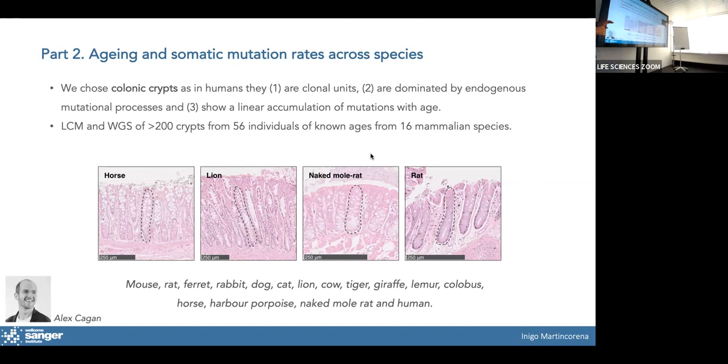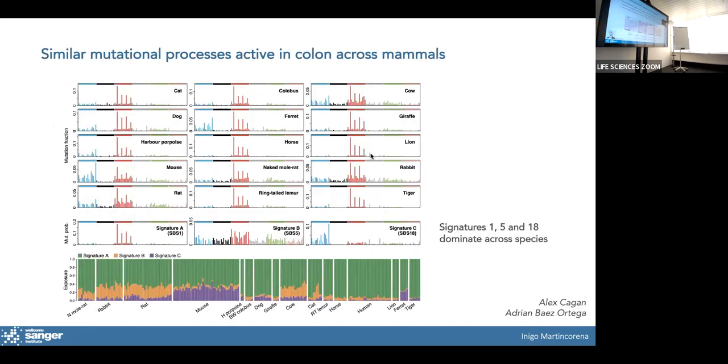So what Alex did was first contact zoos, vet schools, and research groups to collect samples of known ages of 16 different mammalian species. We were very keen to have something like the naked mole rat, which is a very small animal, almost the size of a rat, but they live for about 30 years. It has always been a puzzle why that's the case. So we were very keen to have that species there. And what he did was histology sections and then laser microdissection and whole genome sequencing of about 250 colon crypts from 56 individuals of these 16 species.